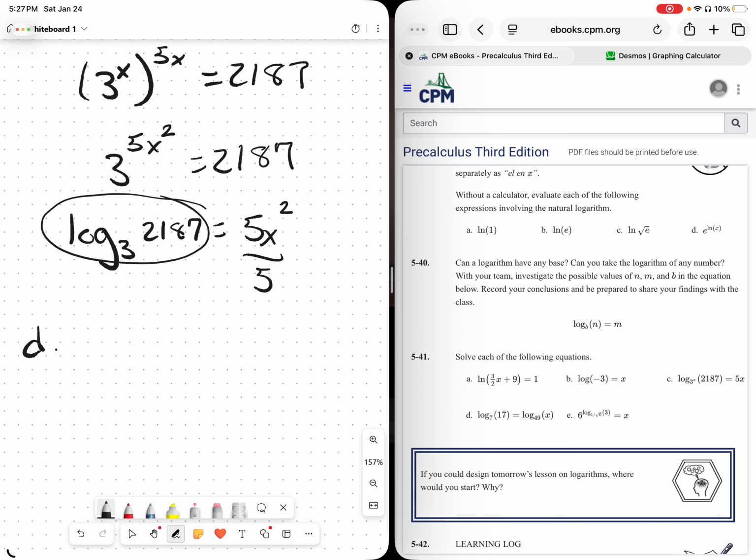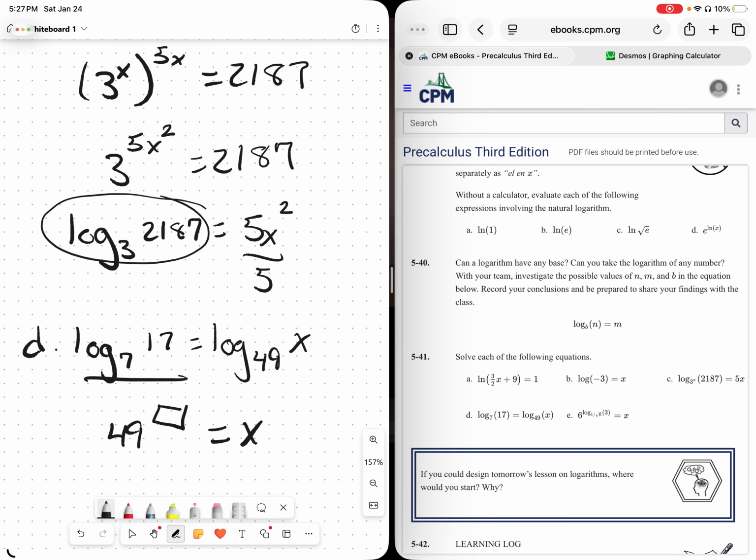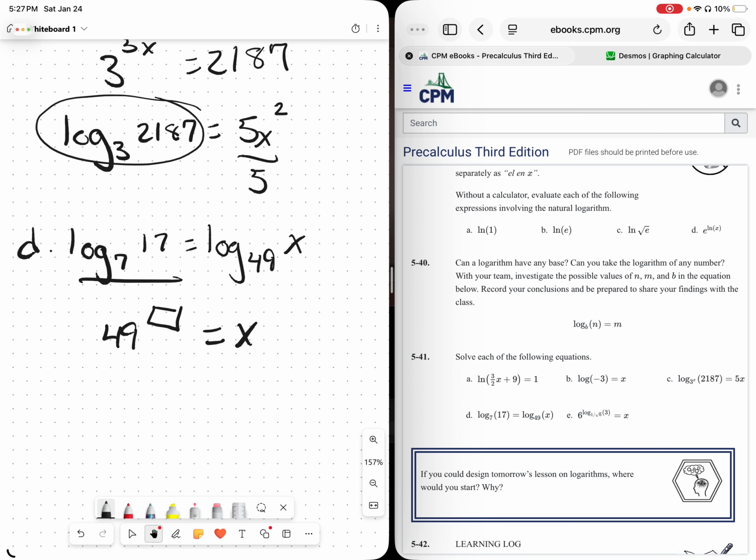D, we have log base 7 of 17. Again, you can put that in a calculator, right? Equals log base 49 of x. Okay. And so once you do this, you put this in a calculator, you'll get a decimal. Once you get that decimal, you can then change this to exponential. So this would be 49 to whatever that decimal is equals x, right? And so once you do that, you'll get your answer.